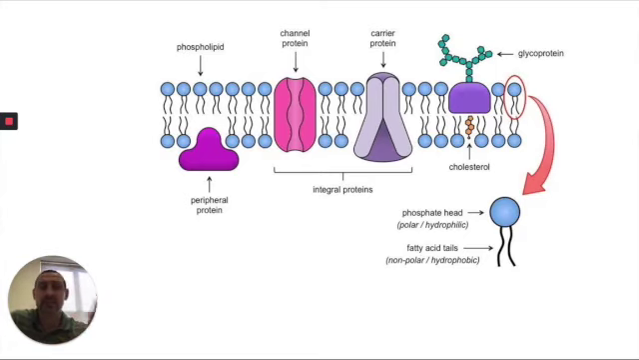You can see that there's cholesterol in the cell membrane embedded in it that gives the cell membrane some structure and support. So not all cholesterol is bad. Other things like the glycoproteins are carbohydrate protein complexes that allow cells to recognize and identify each other.